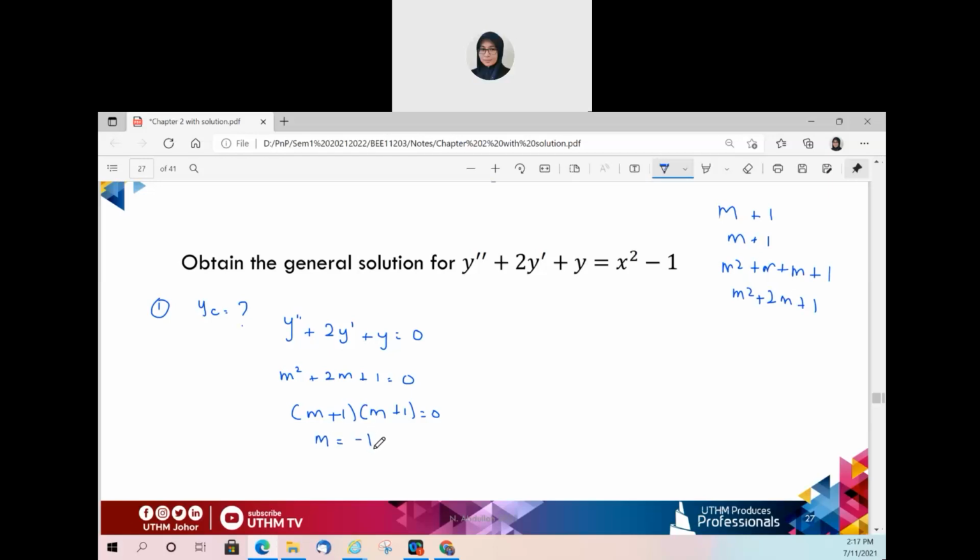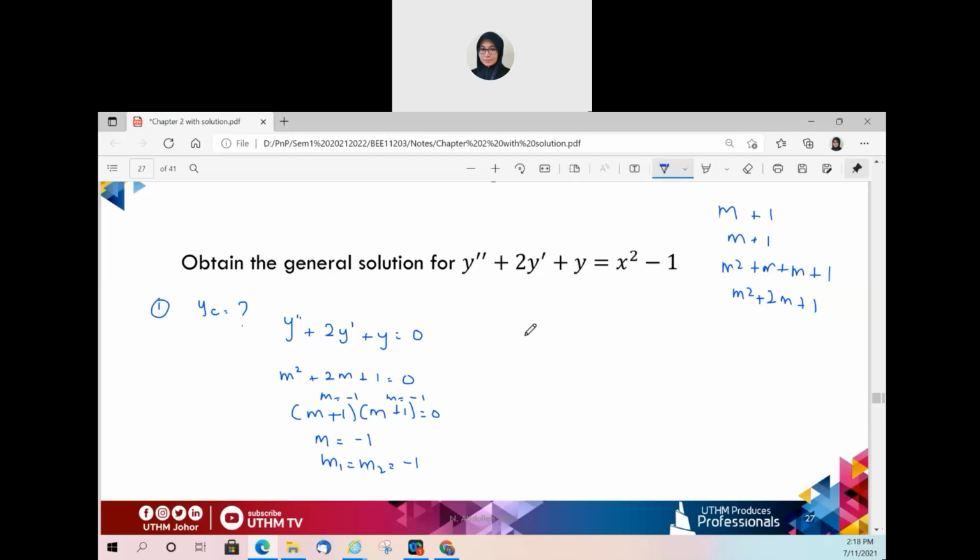Okay, then m equals to minus 1. Then you have here M1 equals to M2 equals to minus 1. Betul tak? Nilai dia sama kan? This one M equals to minus 1. This one also M equals to minus 1. Right.